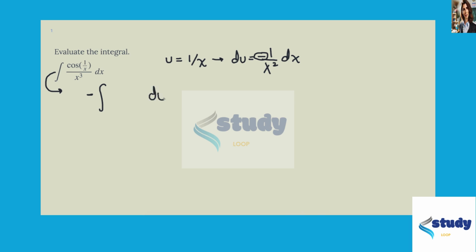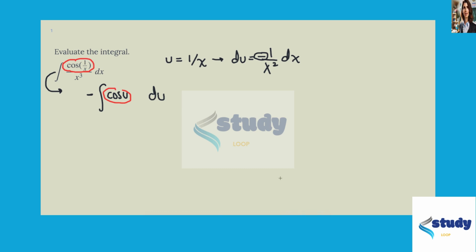So by writing negative du, we're getting 1 over x squared in dx. So that gives us this and x squared on the bottom. So on top, here, let's write this as cosine u. This is giving me this over here.